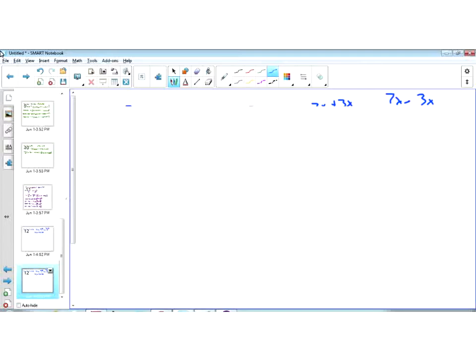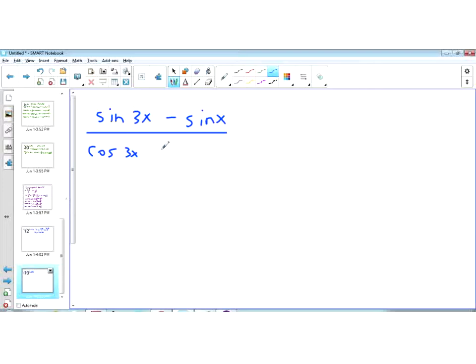Okay, so let's prove a trigonometric identity. Next page. Let's prove this formula. This is an interesting formula. It has a lot of utility in engineering applications. The sine of 3x minus the sine of x divided by the cosine of 3x plus the cosine of x. Okay, we want to prove that that is equal to the tangent of x.